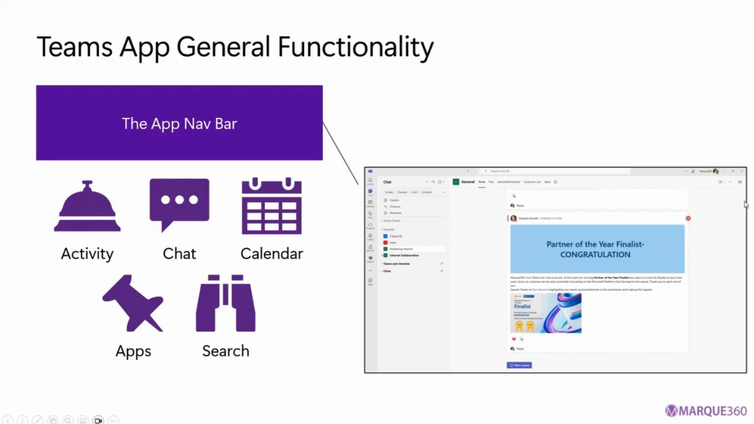So you are all in Teams, I believe. And along the left-hand side of the Teams app is what's called the app nav bar. And this gives you access to all of that general high-level functionality. At the top, as long as you haven't reorganized things, on that nav bar, you're going to see something specific to activity.